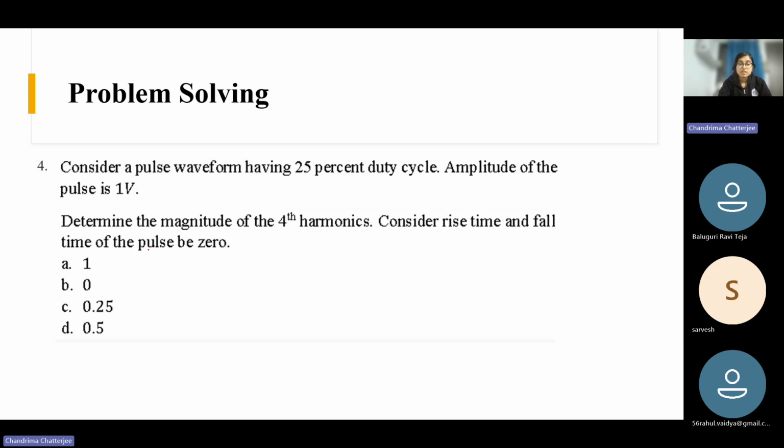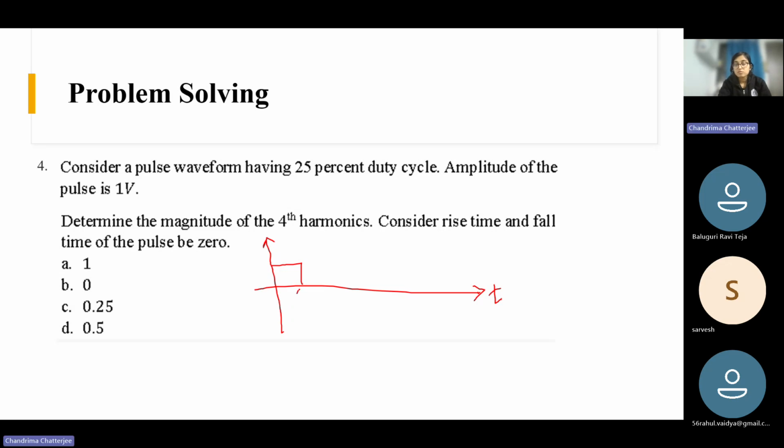So let's try this problem. Consider a pulse waveform having 25% duty cycle. Amplitude of the pulse is 1 volt. Determine the magnitude of the fourth harmonic. Consider rise time and fall time of the pulse to be 0. So slightly different. How? Because here the duty ratio is not 50%, it is 25%. For 50% duty ratio, things are simpler. But when the duty ratio is not 50%, then we can't get a symmetric waveform. This is not a symmetric waveform.